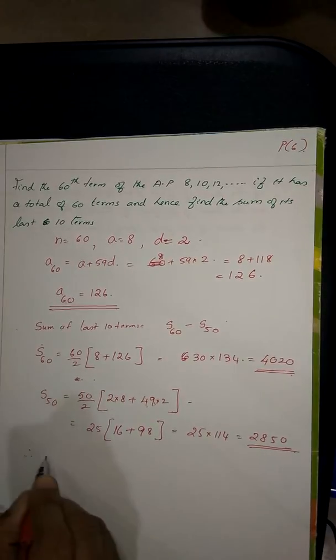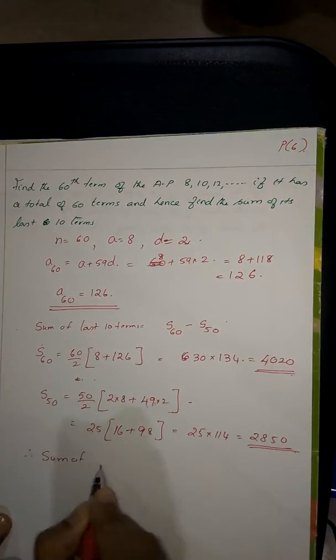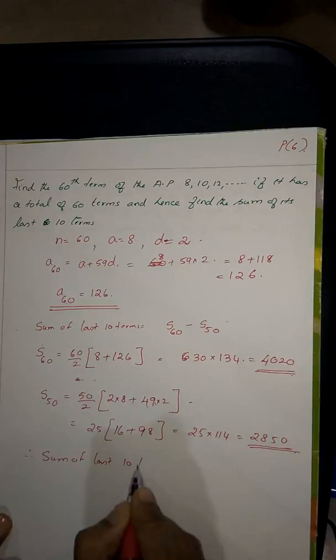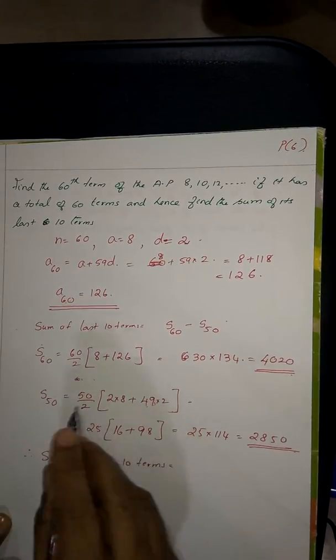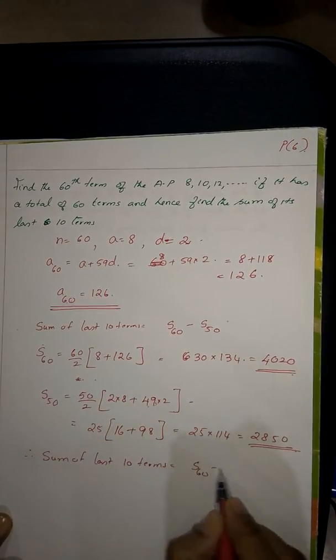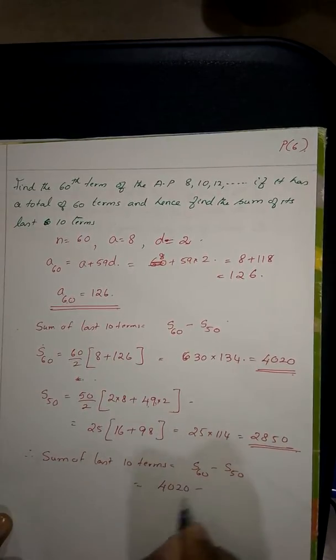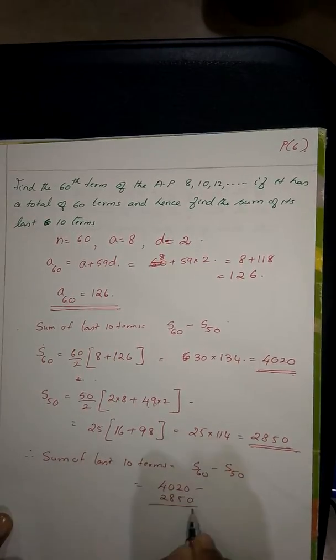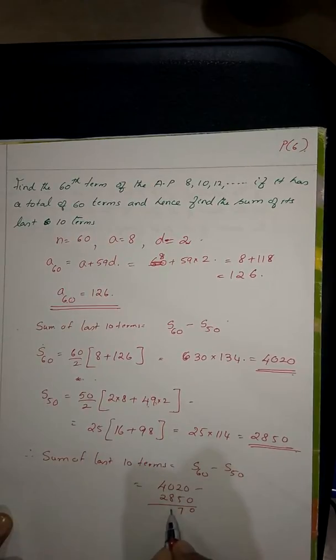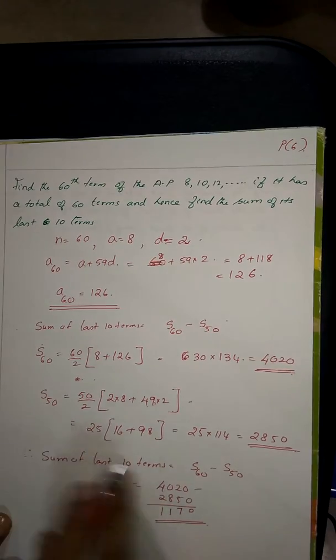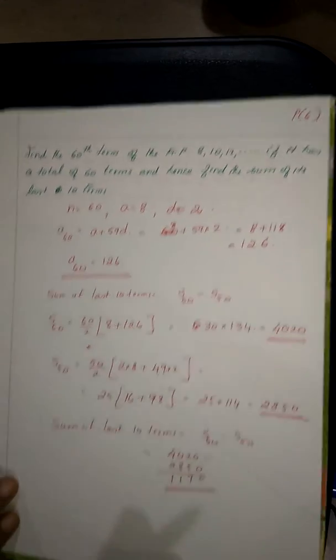So therefore the sum of the last 10 terms is equal to S60 minus S50. That is 4020 minus 2850. So 1170 is the sum of the last 10 terms.